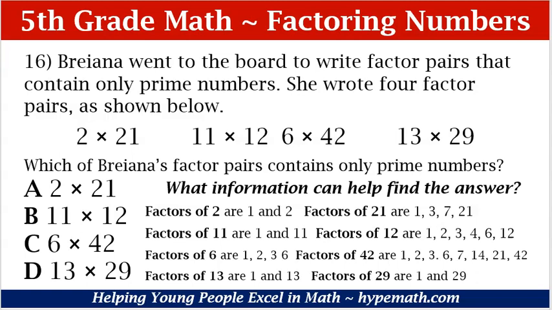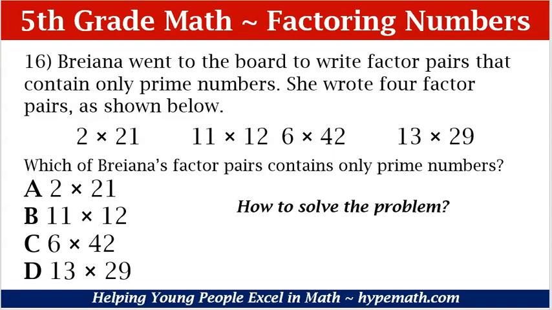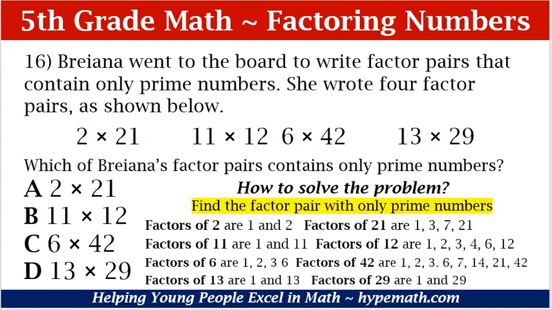Last, we have D, 13 times 29. The factors of 13 are 1 and 13. The factors of 29 are 1 and 29. How do we solve the problem? In order for us to solve the problem, we must find the factor pairs that only contain prime numbers.